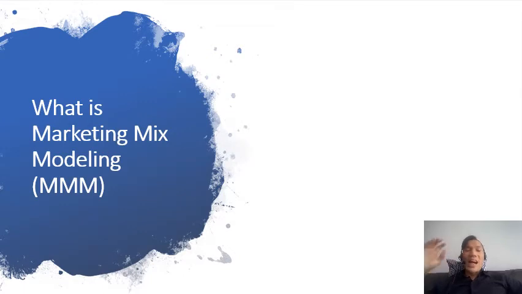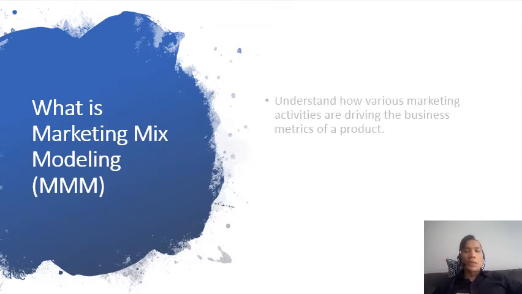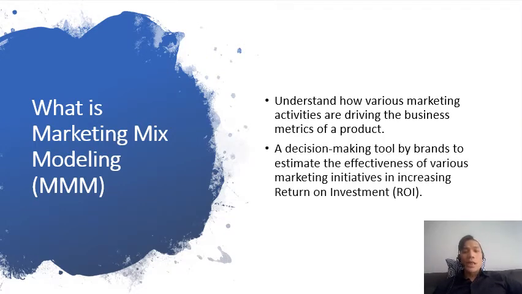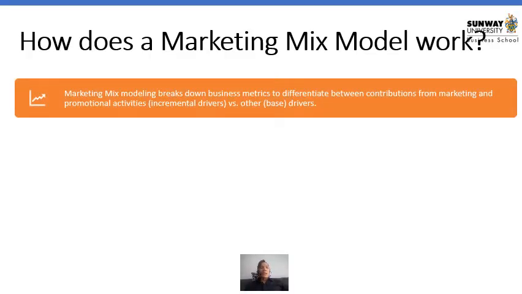So what is marketing mix modeling? Understanding these 4Ps, the MMM, or the triple M we call it, is a way for us to understand how various marketing activities can drive business metrics of a product. This can also mean that, using marketing mix modeling, we have a decision-making tool for brands to estimate the effectiveness of various marketing initiatives and increase the return on investment, or the ROI. So how does marketing mix modeling work?